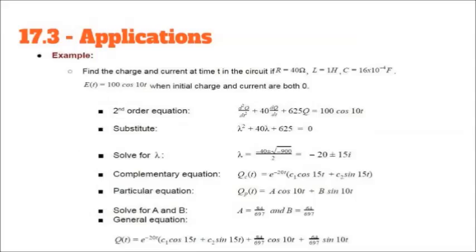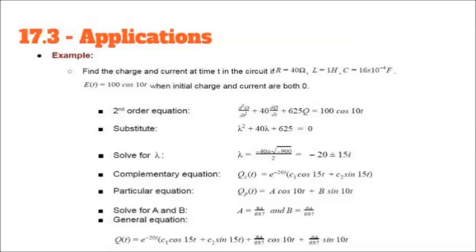Find the charge and the current at time t in the circuit if R is equal to 40 ohms, L is equal to 1 H, C is equal to 16 times 10 to the negative 4 F, E(t) is equal to 100 cosine 10t, when initial charge and current are both 0. So we get the second order equation, d squared Q over dt squared plus 40 dQ over dt plus 625 Q is equal to 100 cosine 10t.